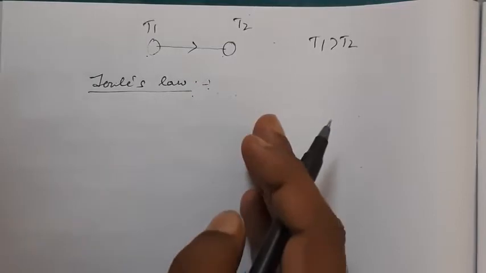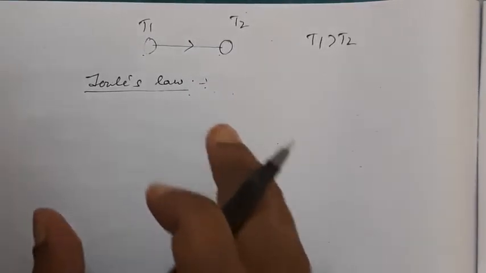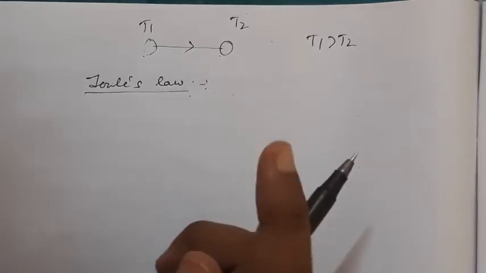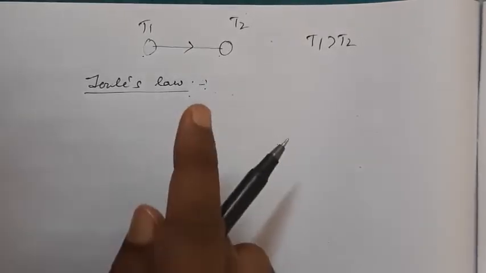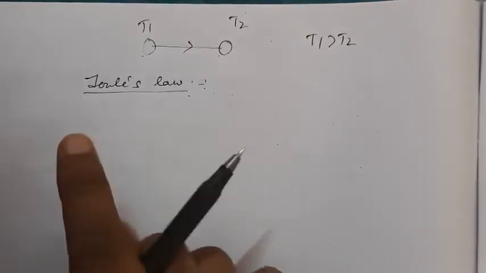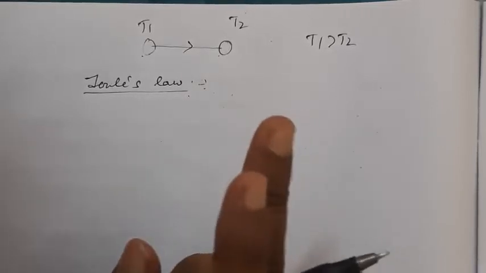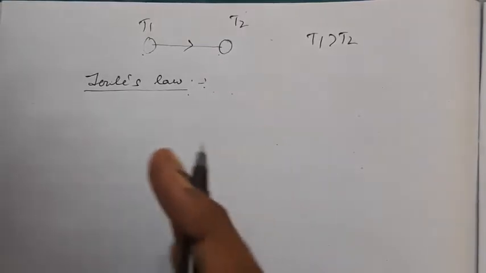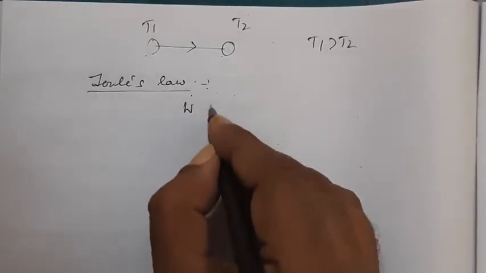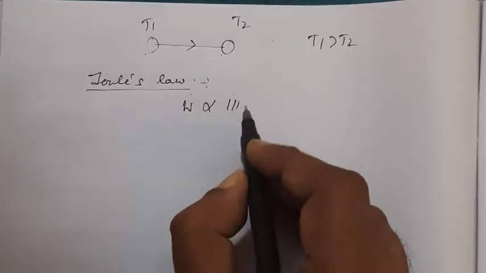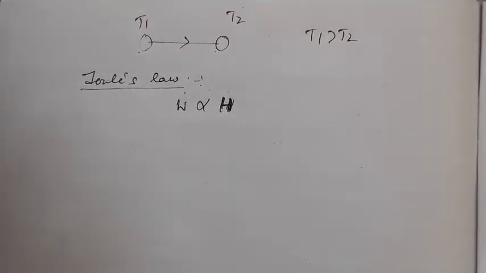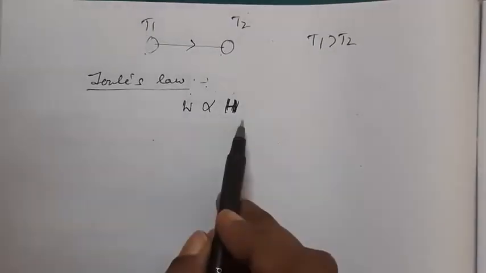What is Joule's law? If some amount of work is entirely converted into heat, then the work done and the heat produced are proportional to each other. That means, I repeat, if some amount of work is entirely converted to heat, work and heat are proportional to each other. W is the work done, H is the heat.